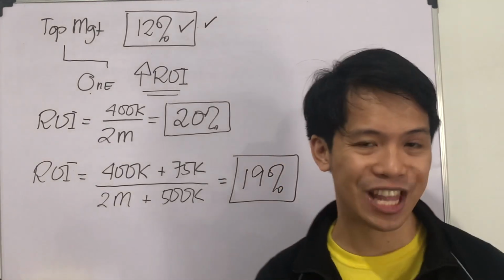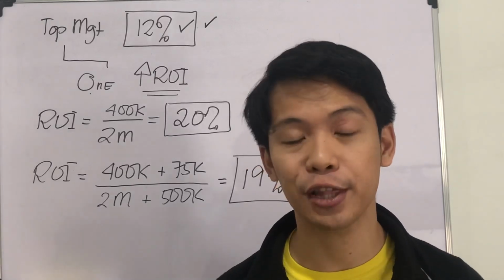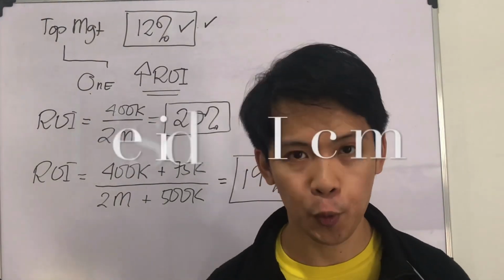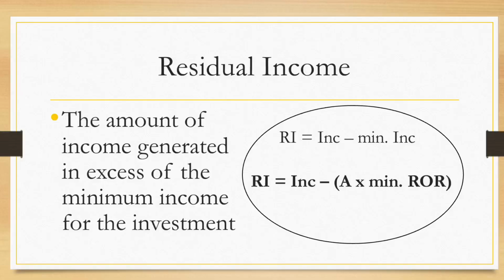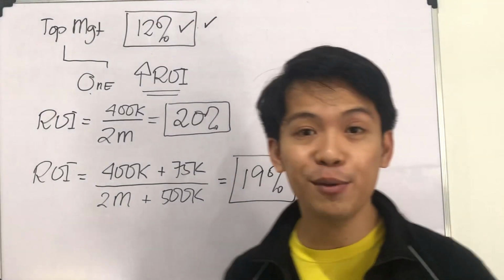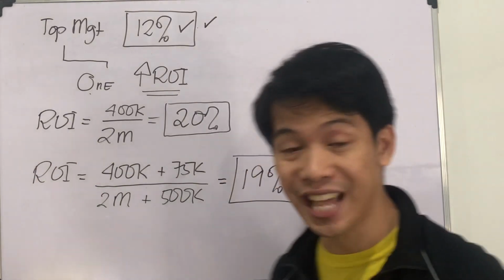Maybe it would be better if we're going to have another type of performance evaluation. We have it here, the residual income. The residual income is the amount of income generated in excess of the minimum income for the investment. That is, RI is equal to income minus minimum income, and your minimum income would be dependent on the size of the investment. That is, RI is equal to income minus assets times the minimum rate of return. Residual income is an absolute value rather than a ratio.